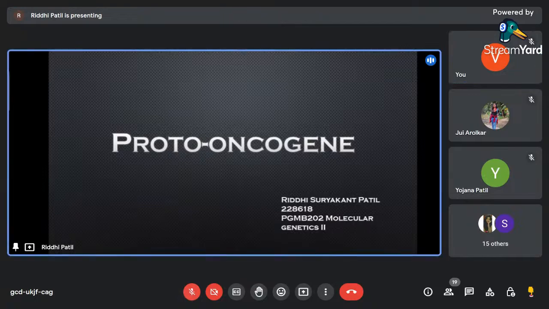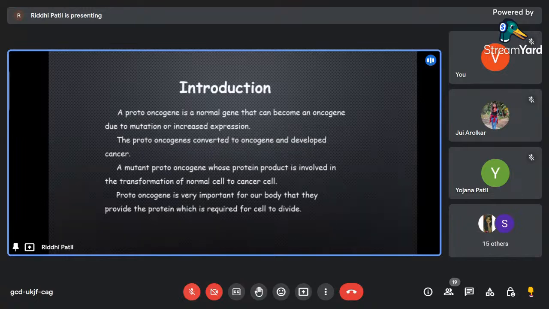Okay. So good evening, sir. My topic name is proto-oncogene. Let's start with the introduction. Proto-oncogenes are normal cellular genes whose products promote cell proliferation. Proto-oncogenes convert into oncogenes with the help of mutation or increase in gene expression. A mutant proto-oncogene's protein is involved in the transformation of normal cells to cancer cells.